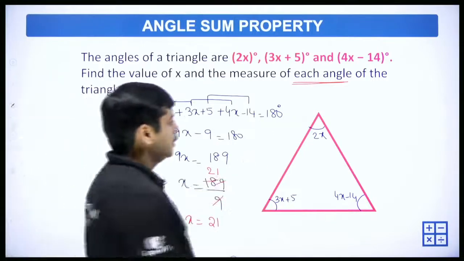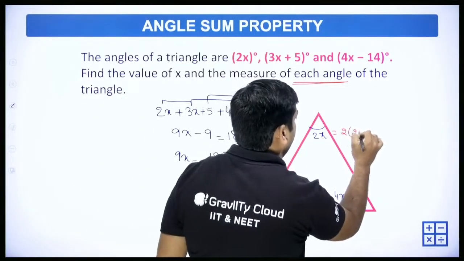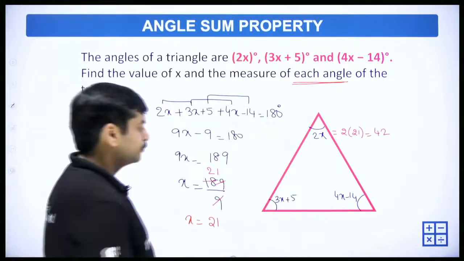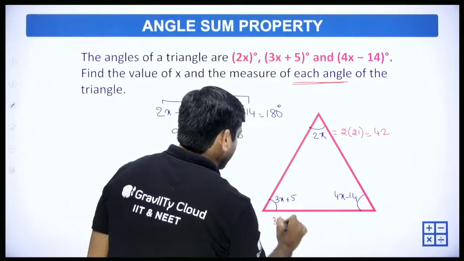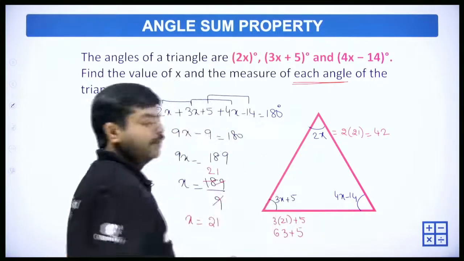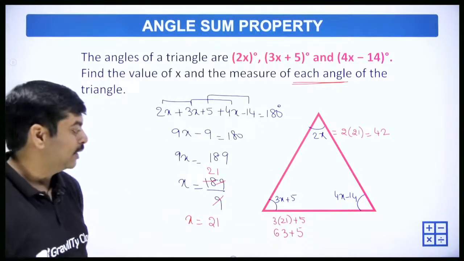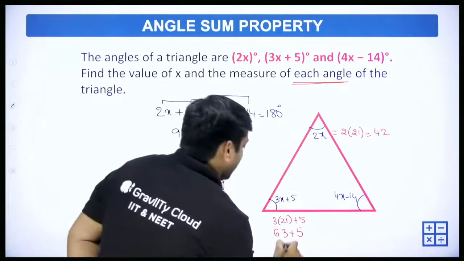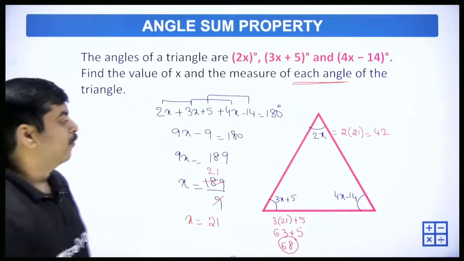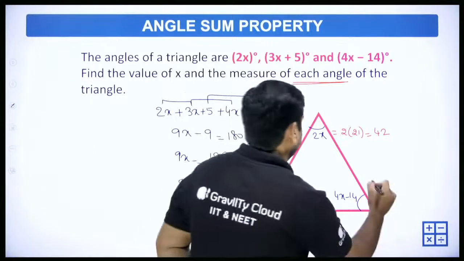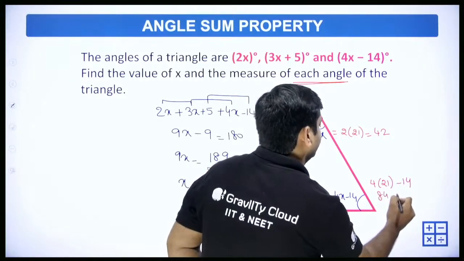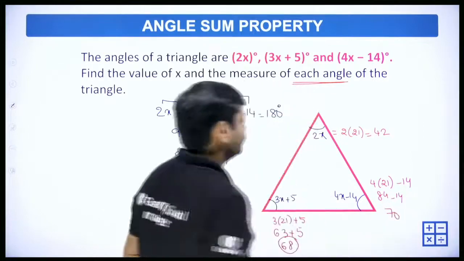So 2x is 2 into 21, which is 42. 3x plus 5 is 3 times 21 plus 5; 21 into 3 is 63, and 63 plus 5 is 68. Then 4x minus 14 is 4 times 21 minus 14. This is 84 minus 14, which will give you 70 degrees.